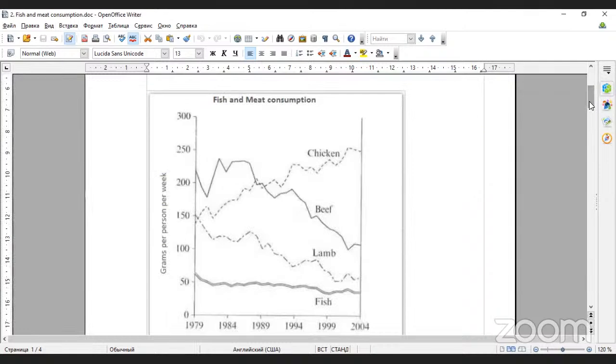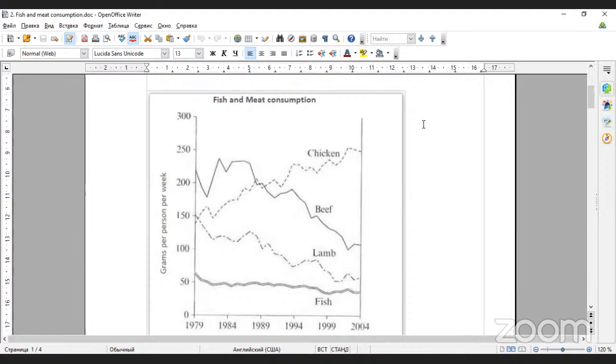So what are key features? Key features are generally the highest number, the highest point in the line graph, the lowest point in the line graph, the beginning of the time period and the end of the time period. So these are the key features that you need to describe. If you do not, again, your task achievement score can suffer.